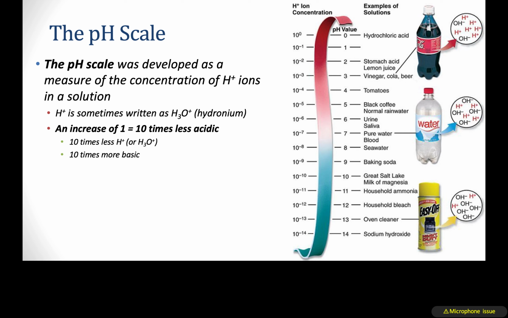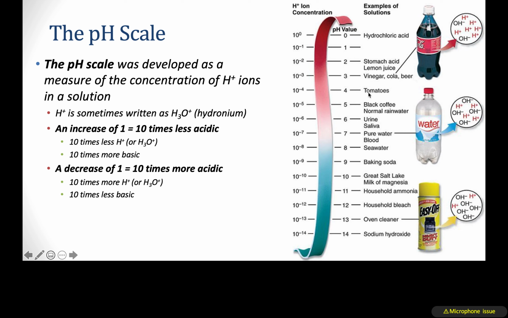Okay, so if an increase of 1 is 10 times less acidic, that means a decrease of 1 is 10 times more acidic, or 10 times more H+ or H3O+, or another way to say that is it's 10 times less basic. So if I'm going from tomatoes down to Coca-Cola, that's going from a pH of 4 to a pH of 3. Coca-Cola is 10 times more acidic than tomatoes. It has 10 times more H+ ions, or H3O+ ions, than tomatoes, and Coca-Cola is 10 times less basic. All those mean the same thing.